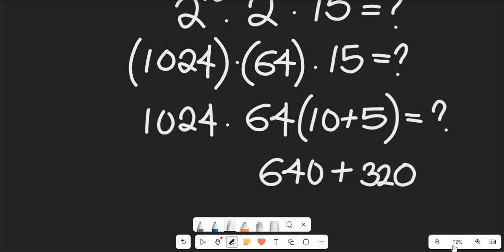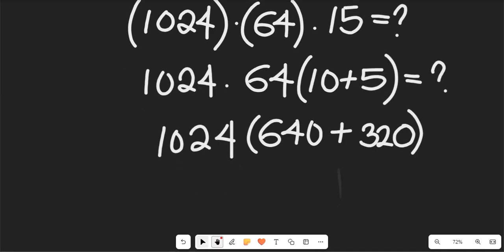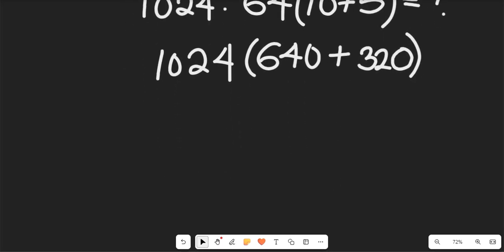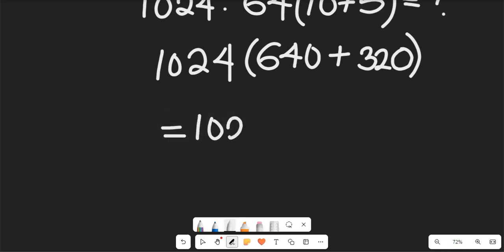And then this will multiply, since this is adding up, this will multiply 1024. So if I expand that expression, I'm going to have that expression to now give me 1024 multiplying this plus this will give me 960, right? So I have to multiply these two expressions.